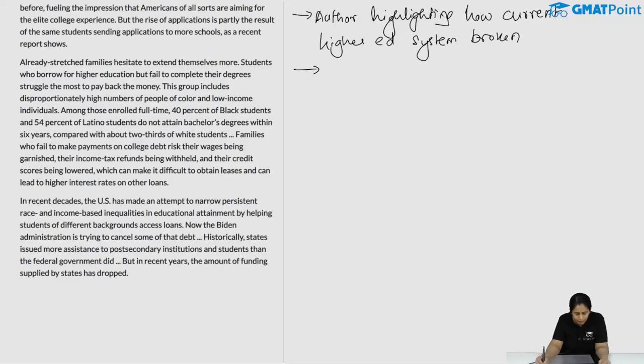Families who fail to make payments on college debt risk their wages being garnished, their income tax refunds being withheld, and their credit scores being lowered, which can make it difficult to obtain leases and can lead to higher interest rates on other loans.